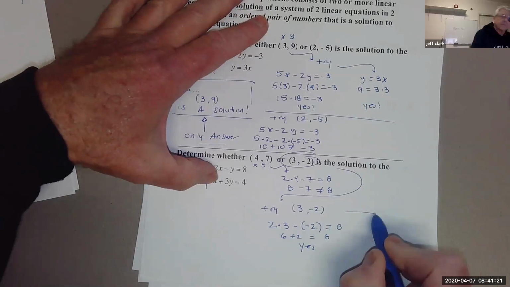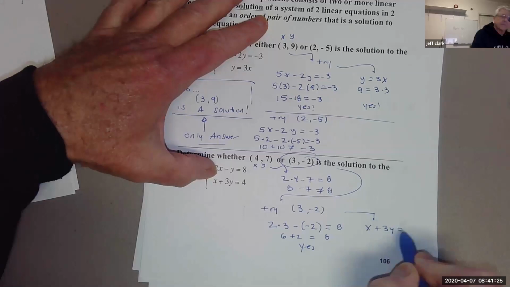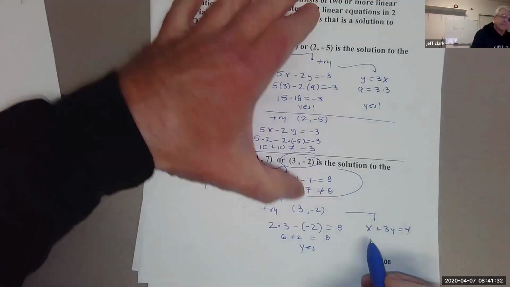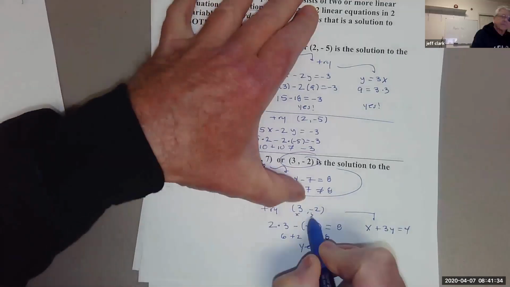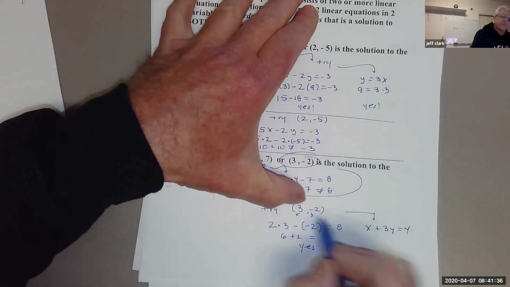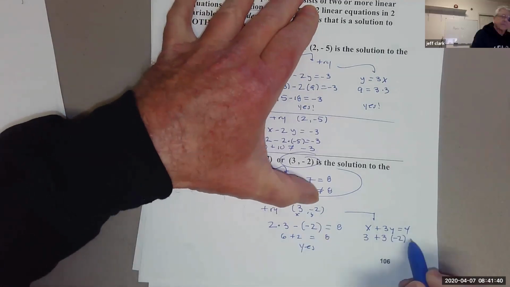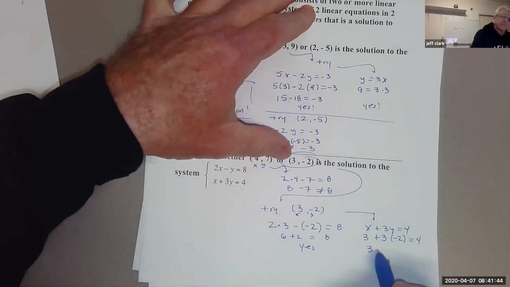Now go to the other one, put it into x plus 3y equals 4. Put what in for x? Well, we go back to the value we're trying here, x and y. Put 3 in for x plus 3 times, what is that, -2? I wonder if that equals 4. I wonder if 3 subtract 6 is equal to 4. No.